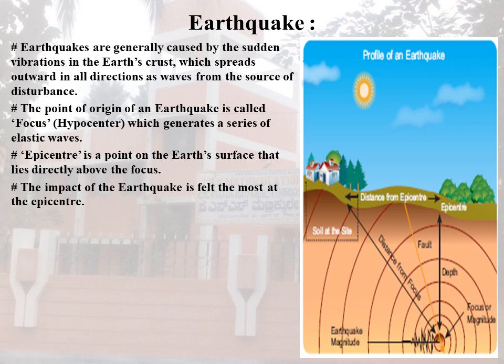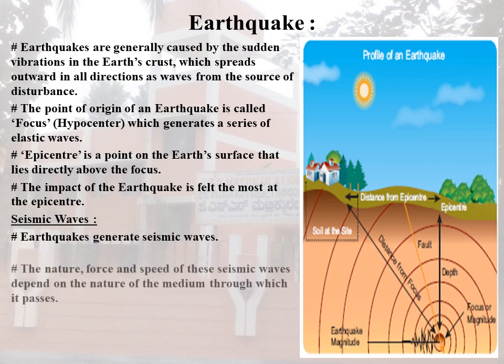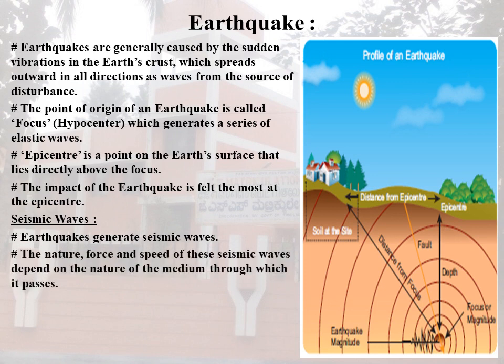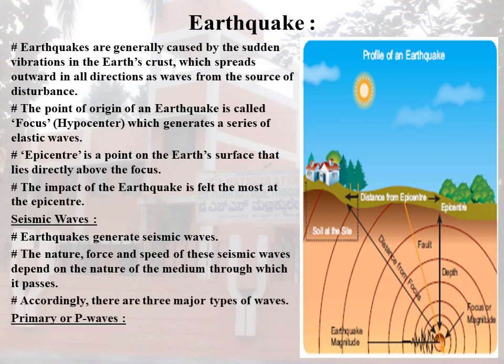First, we are going to learn about seismic waves of earthquakes. Earthquakes generate seismic waves. The nature, force and speed of these seismic waves depend on the nature of the medium through which they pass. Accordingly, there are three major types of waves from earthquakes. So we are going to learn these three now. First one is primary or P waves.